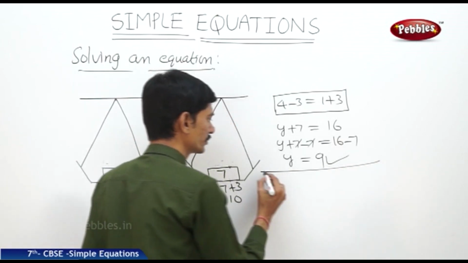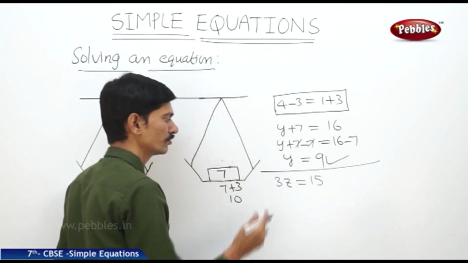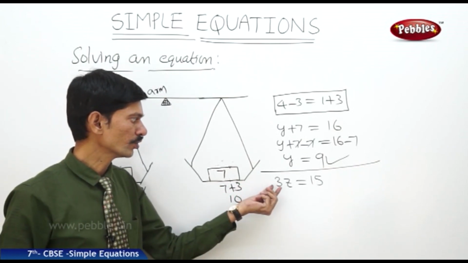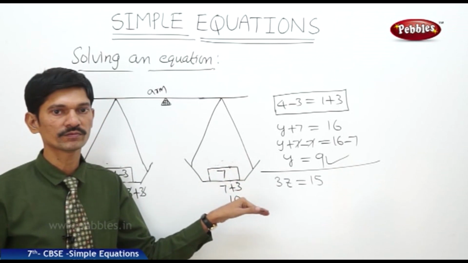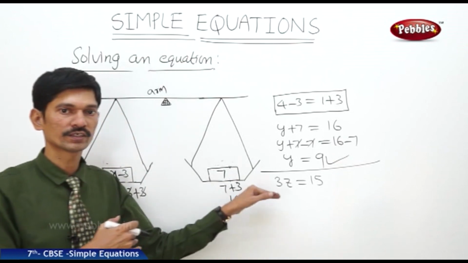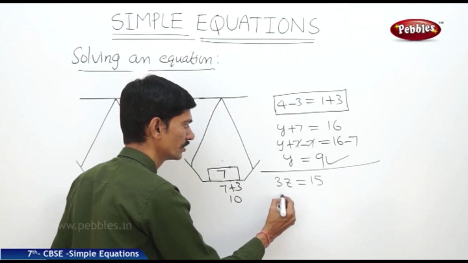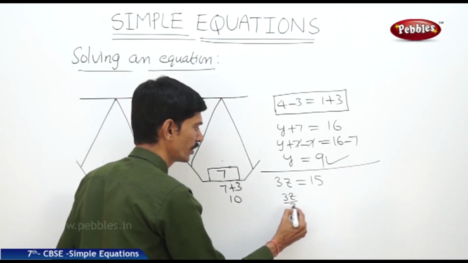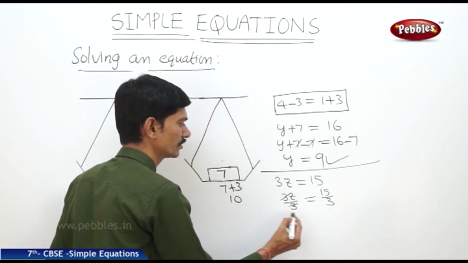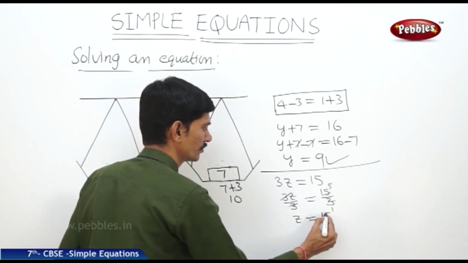Now let us take another equation: 3z equals 15. How to find the value of z? Here we should divide both LHS and RHS by the same non-zero number, then z will be separated in the LHS. By dividing both sides by 3, 3z by 3 equals 15 by 3. Then 3 gets cancelled. Three fives are 15, so the z value is 5.